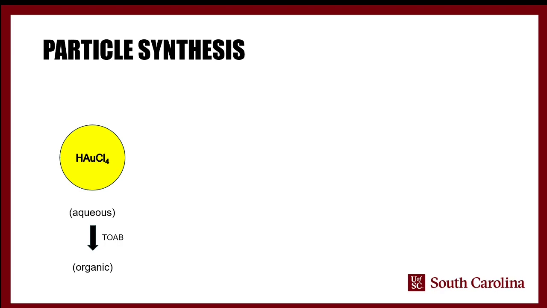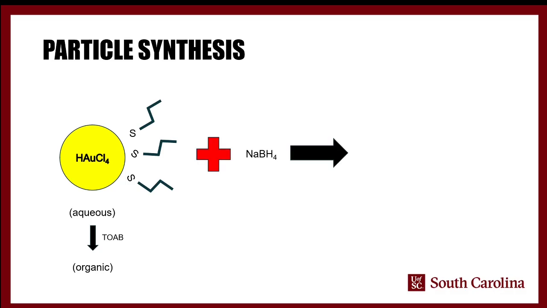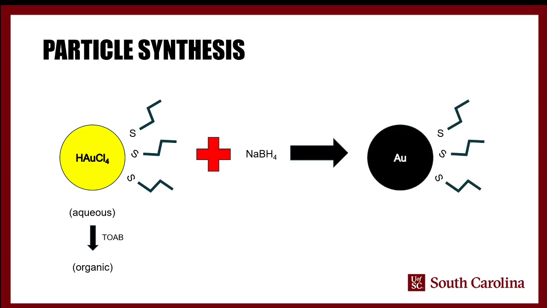salt from the aqueous phase to the non-aqueous phase, and then add propane thiol, which is a non-polar ligand, but the sulfur group there will attach very strongly to the gold, and then add sodium borohydride as a reducing agent. And so what you end up with is a gold nanoparticle that's very small and is capped with these propane thiol ligands.